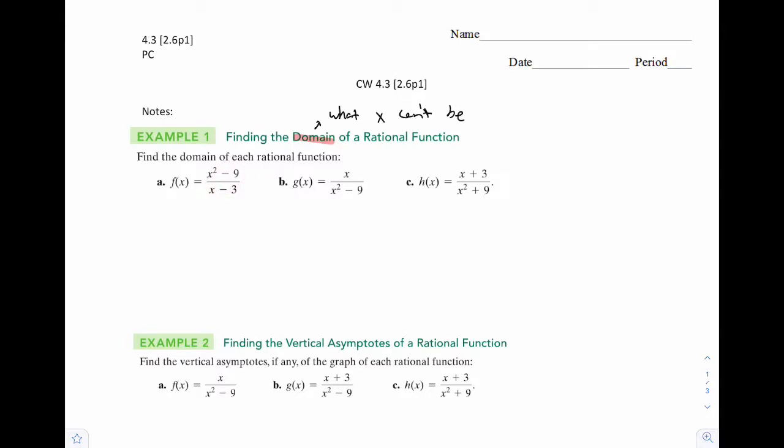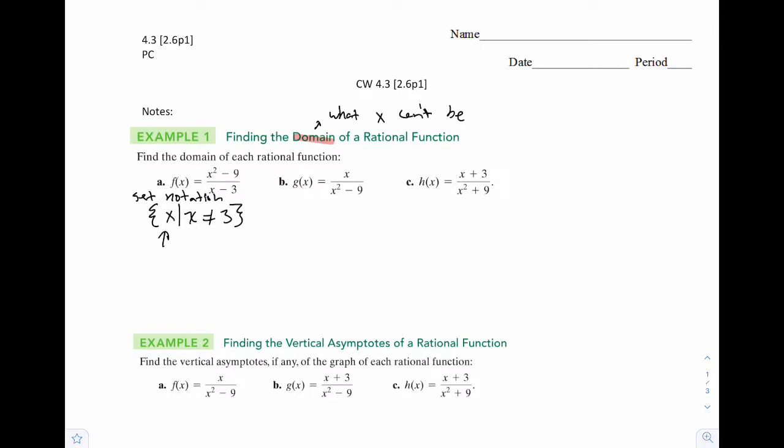So if you look at this, you focus on the denominator, because the numerator doesn't really matter for domain. You look at there and think, okay, I can see x can't be 3, so we're going to write x such that x can't be 3. And this is called set notation. So this should be familiar from trigonometry or algebra 2.